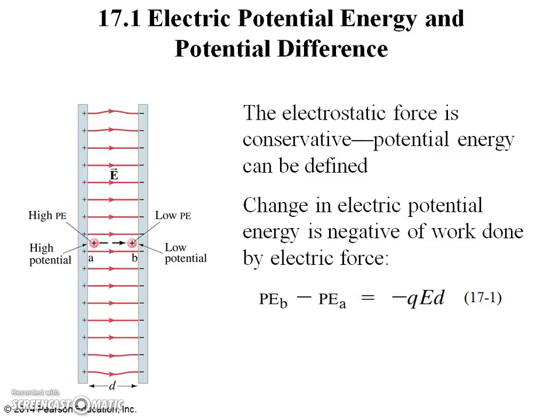It's not shown as clearly here as it is in the emailed notes, but the change of potential energy equals negative work, where work done by the electric force equals negative QEd. Recall, letters A and B represent initial and final, respectively.